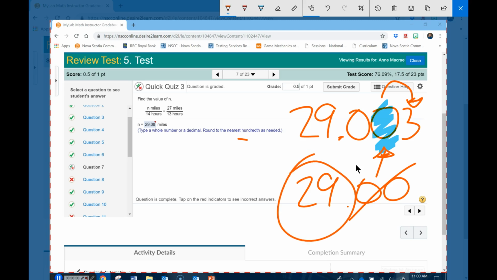Okay, so look to the right, 5 or higher, add 1 to the place in question, everything to the right goes to 0. If it's less than 5, you add nothing to the place in question, but everything else still goes to 0.